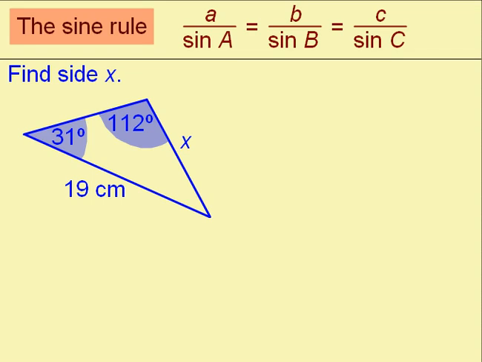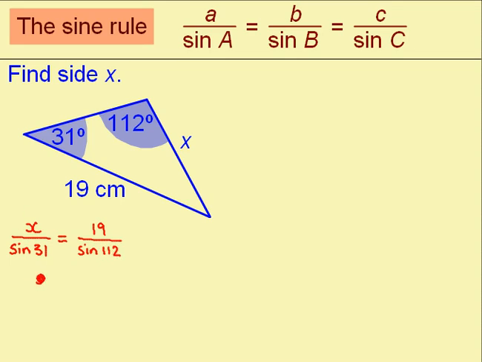Here's one of those for you to try now. Press pause and have a go. When you're ready for the answer, press play. So you're looking for the side x, so start with that, and that will be over the sine of the opposite angle, which is 31. This is going to be equal to the other side, which is 19, over the sine of the opposite angle, which is 112.